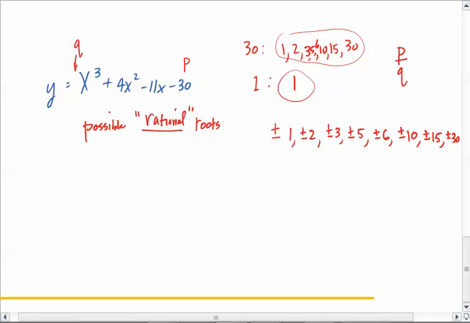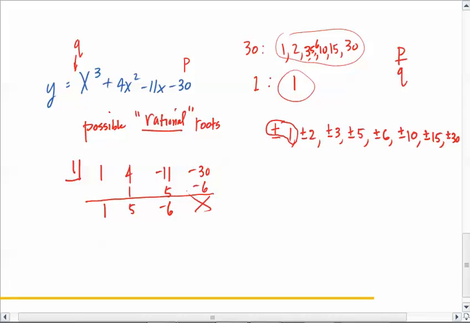So here's what we're going to do. If I don't have a picture, right, I don't have a graphing calculator to help me out, I'm going to start with the positive version, a possible rational root, and I'm going to put it in synthetic division, and I'm going to see if it ends up giving me a remainder of 0. Okay? There's 5, that's negative 6. That's going to give me negative 6, and that's definitely not a root. So I'm going to cross that one out.